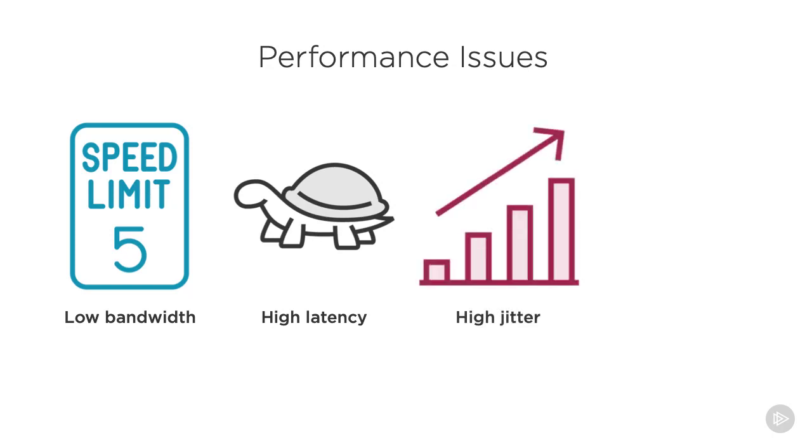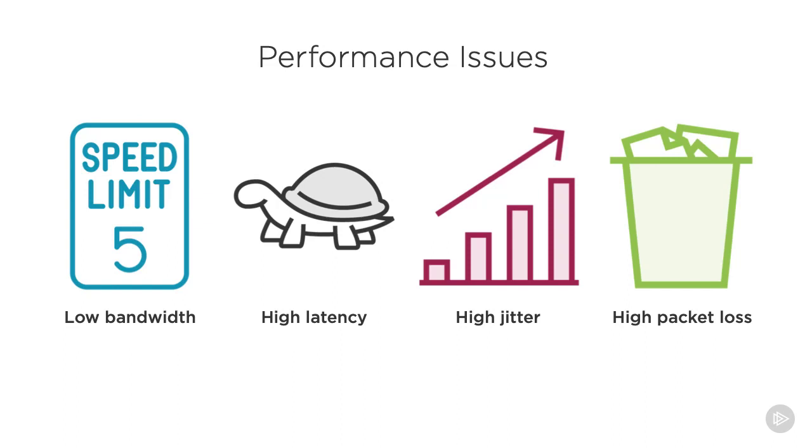Jitter measures the change in latency, which can be especially damaging to interactive voice and video apps. If you have high latency, but it's consistently high, you can time when you speak and when you listen. With jitter, the latency fluctuates, making communication difficult.